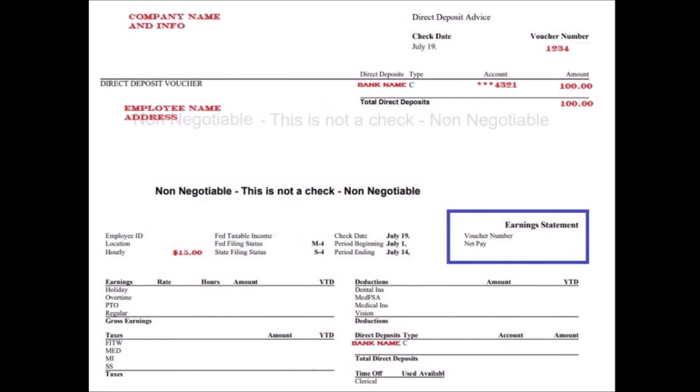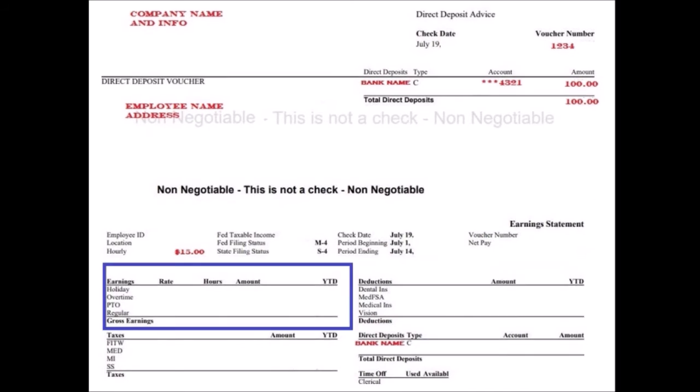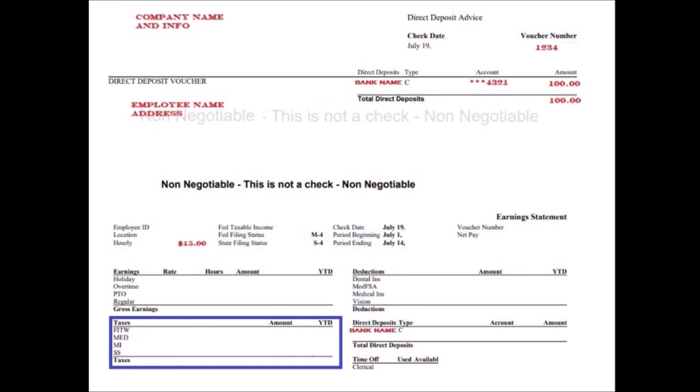It repeats the voucher number and the net pay of the overall check. Back on the left, here is where all the earnings are listed. There could be holiday pay, overtime pay, PTO. PTO is paid time off. Some companies will list it as one lump PTO. Other companies might break it out into sick time and vacation time. You see regular pay. If you do multiple jobs at a company that have different rates of pay, then you might see multiple regular listings, and then the various rates, the hours, the total amount for this paycheck, and then the year-to-date amount. Below that are the federal and state, Medicare, and Social Security taxes.